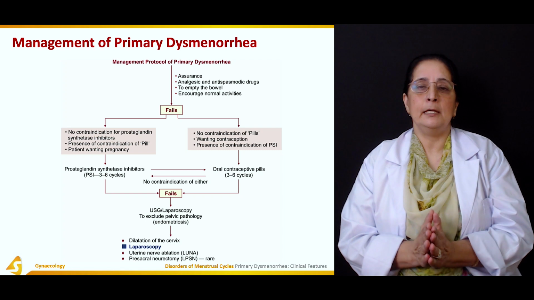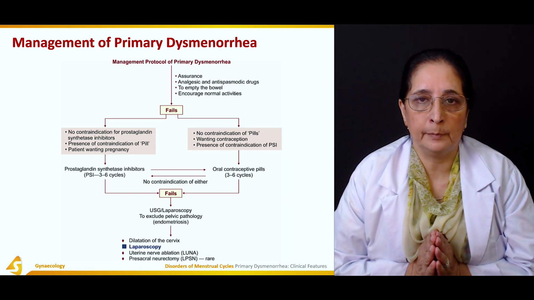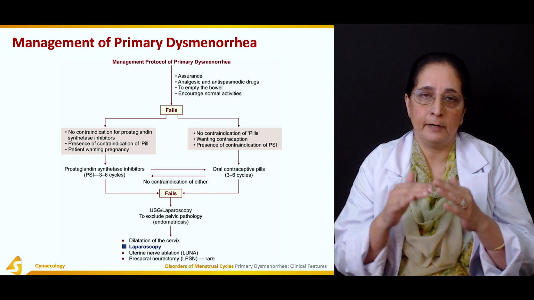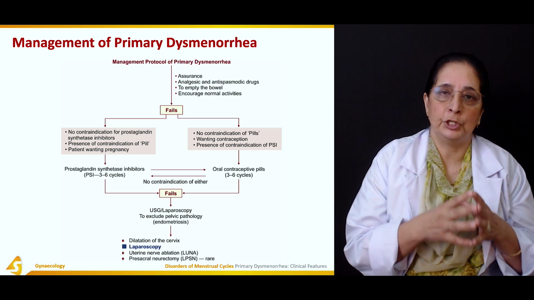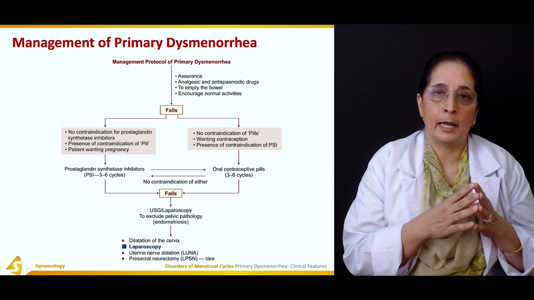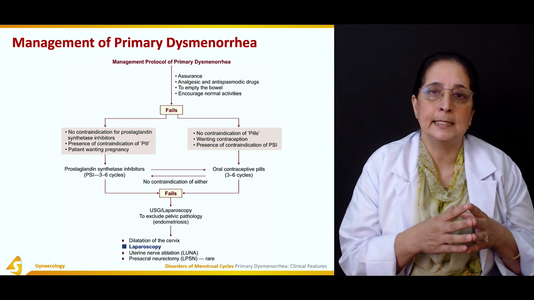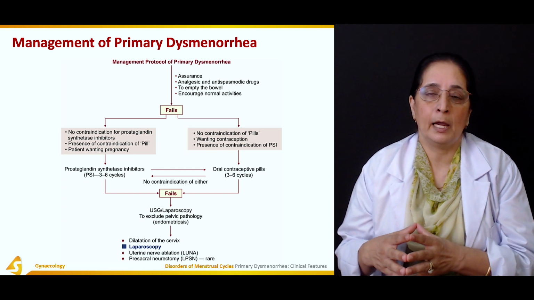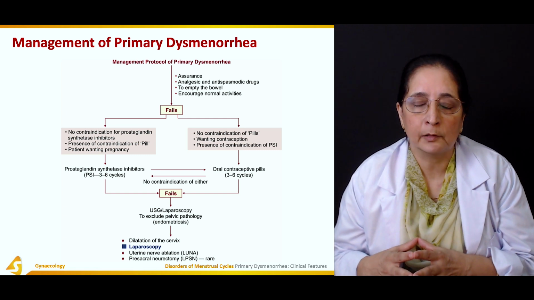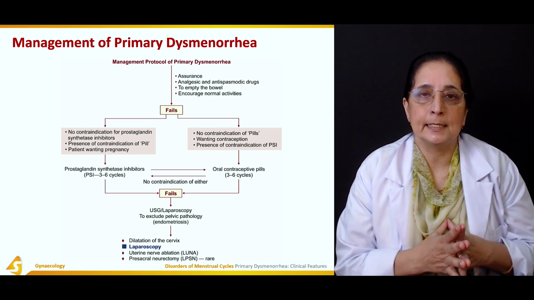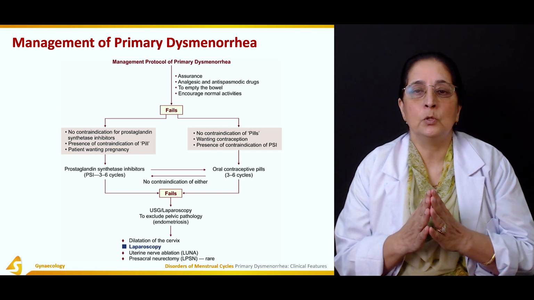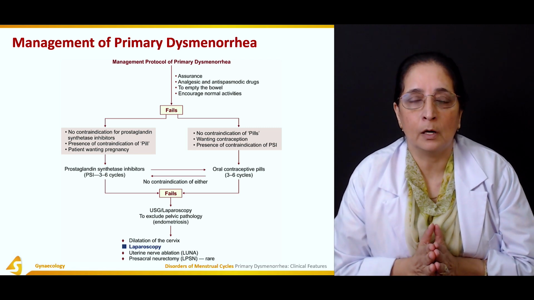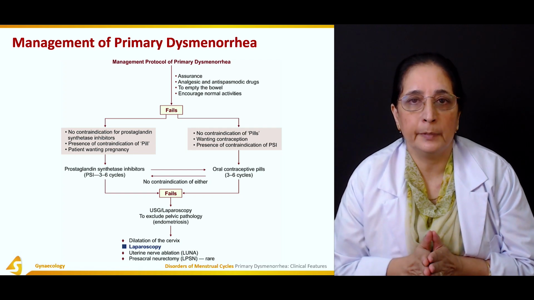So the first line is to assure the patient and use simple analgesic drugs. And then if this fails, we go for two methods. In patients who have contraindications for prostaglandin synthetase inhibitors, we use oral contraceptives. In those who have contraindications for oral contraceptives, we use prostaglandin synthetase inhibitors. In patients who have no contraindications for any drug, we can try both, depending on the priorities of the patient.